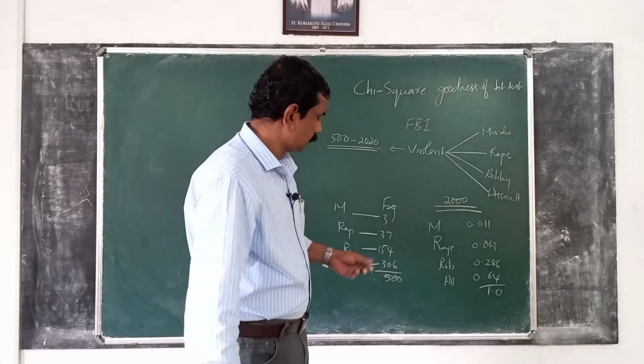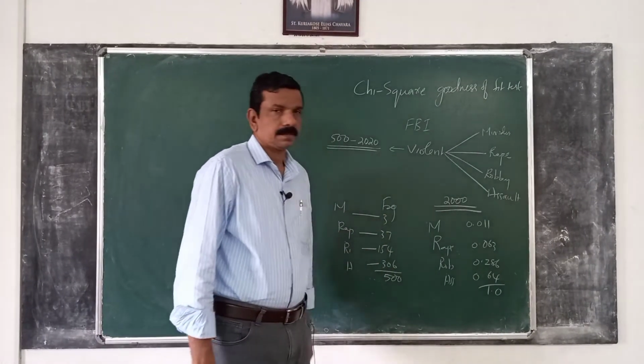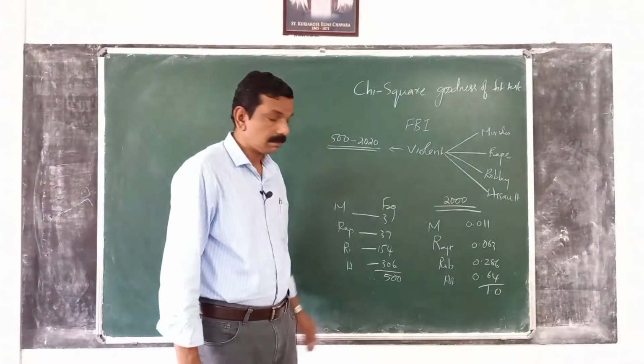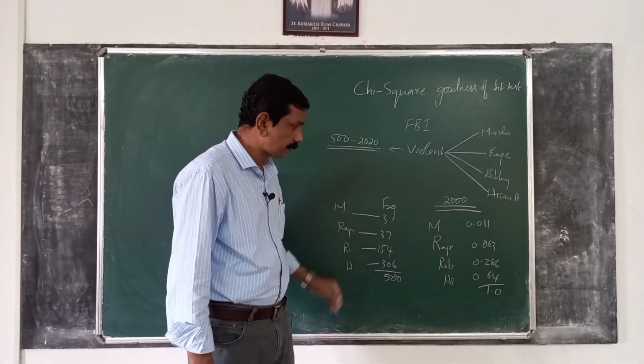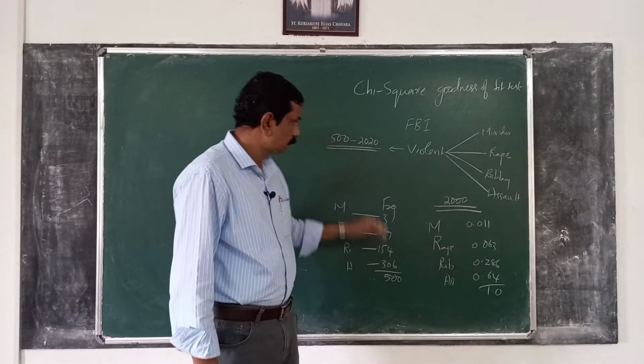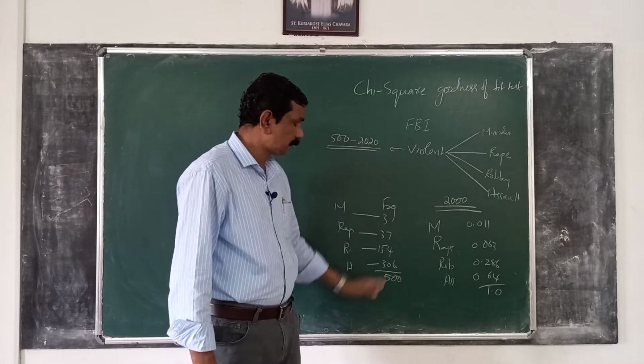As you can see, this is multinomial data because it has 4 categories. This is the relative frequency in 2000. This is the actual observations in 2020.